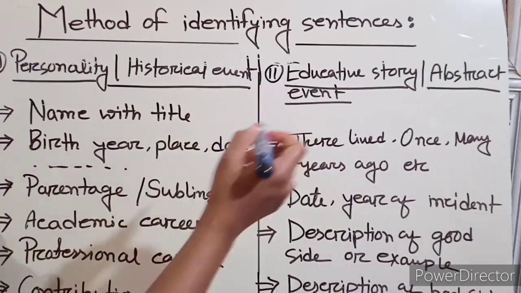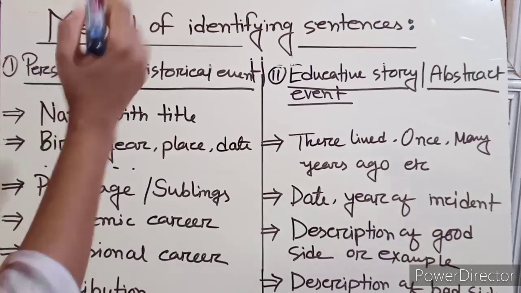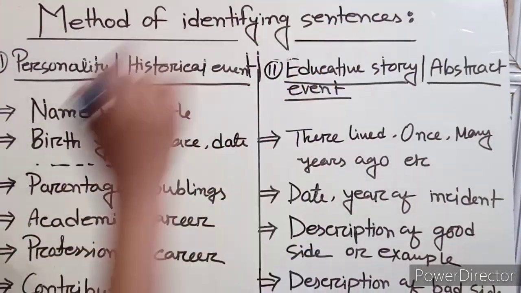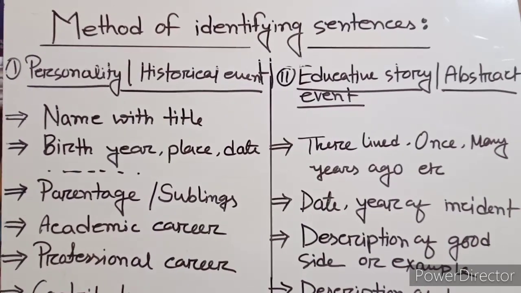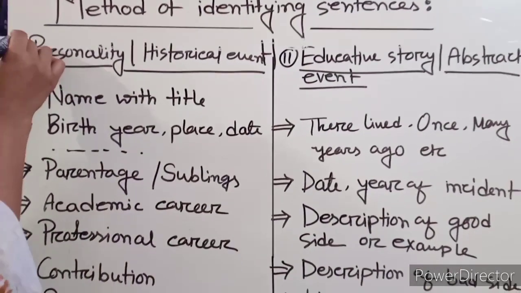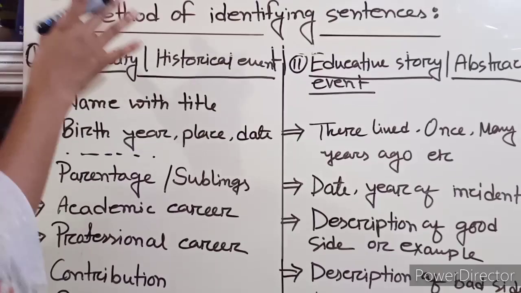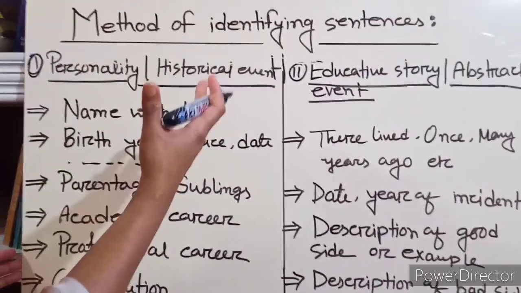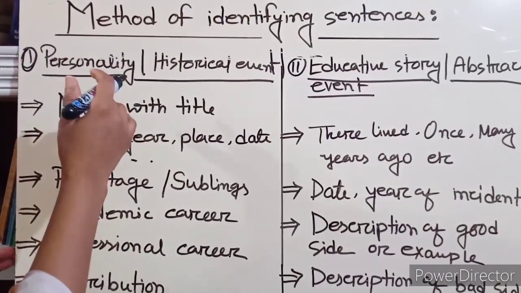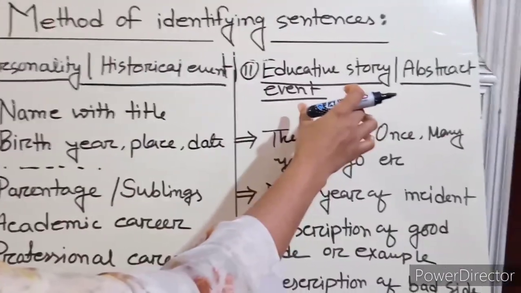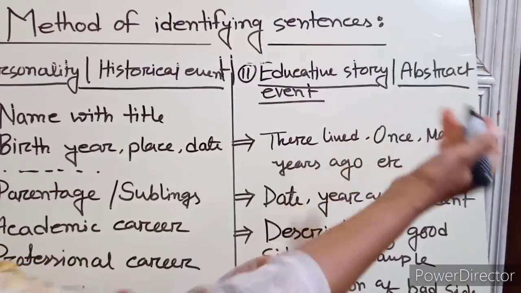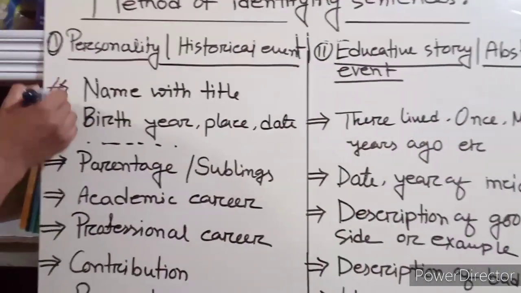Okay, dear students, you can see I wrote here the method of identifying sentences. Here I have already made a box for you. Suppose this is your question. This passage is about these sentences, which are about a personality or historical event, and the next one is an educative story or abstract event.